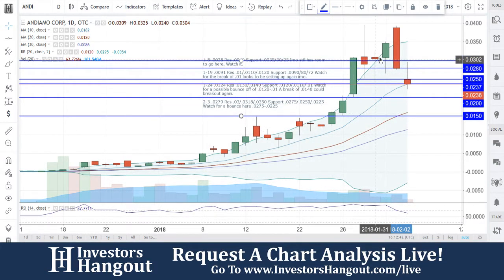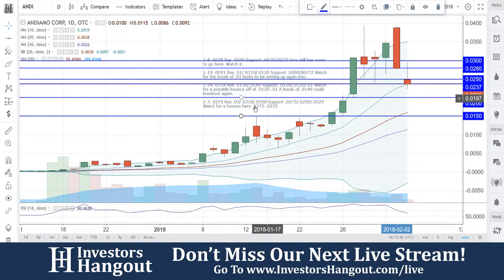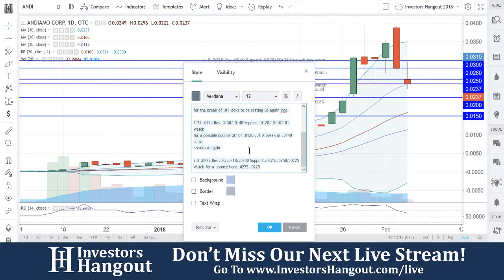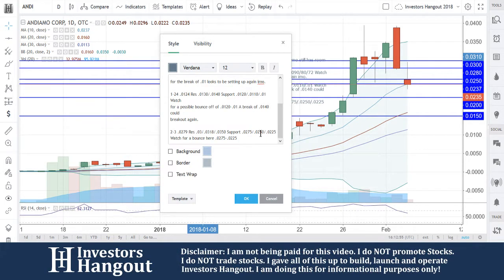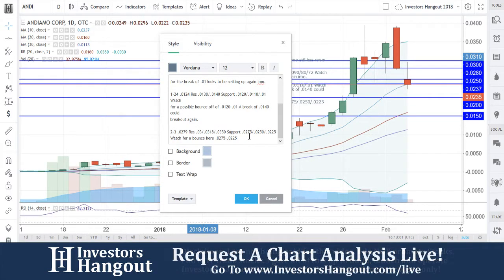Overall, what a beautiful move here you guys made, especially getting through that 0.2. If you guys break through that 0.3, it could break out again from there. And I went over this one on Saturday, and I said resistance at 0.3, 0.318, and 0.350. Support at 0.275, 0.250, and 0.225. Watch for the bounce here, 0.275 to 0.225. So I said that on Saturday.